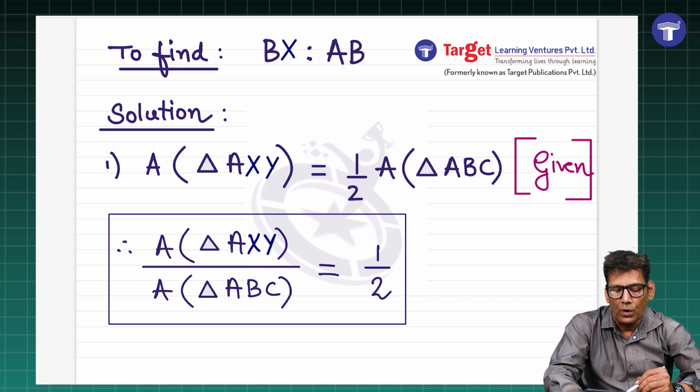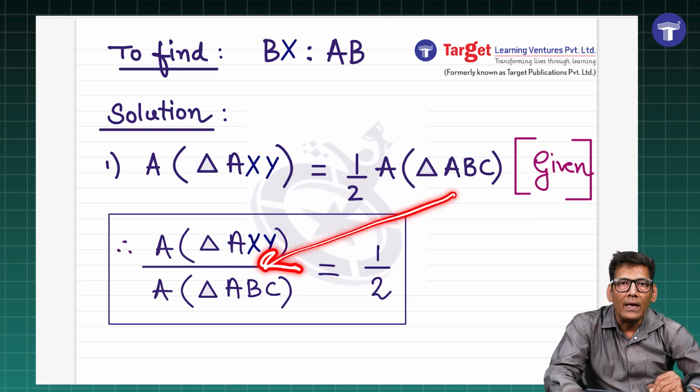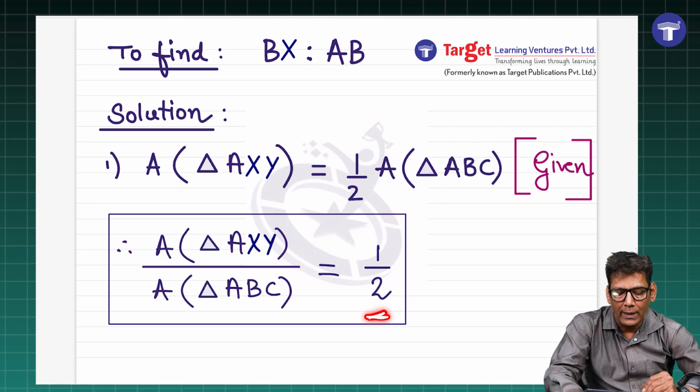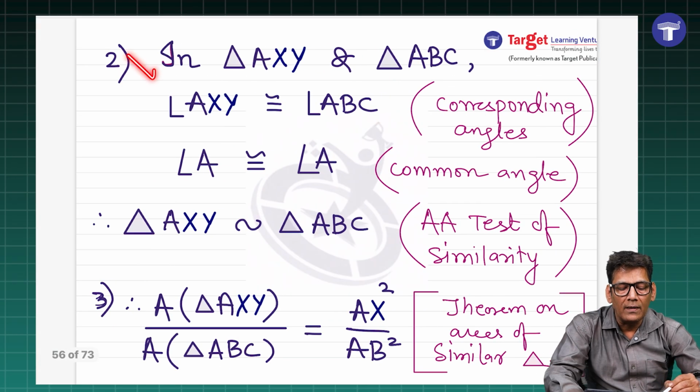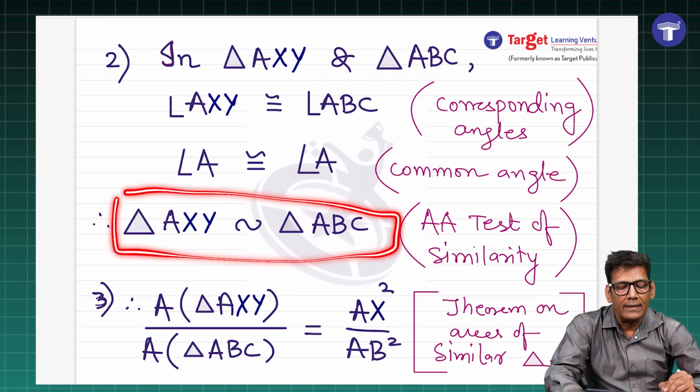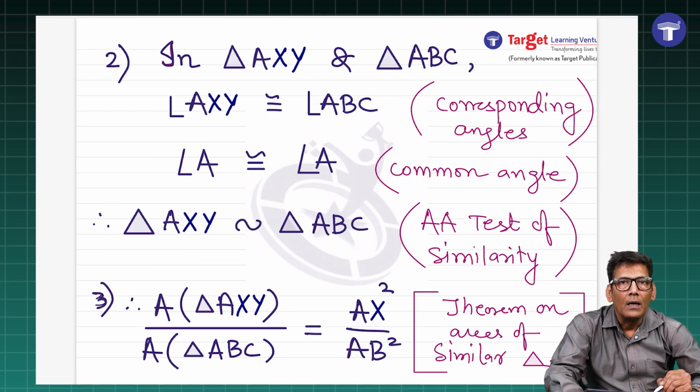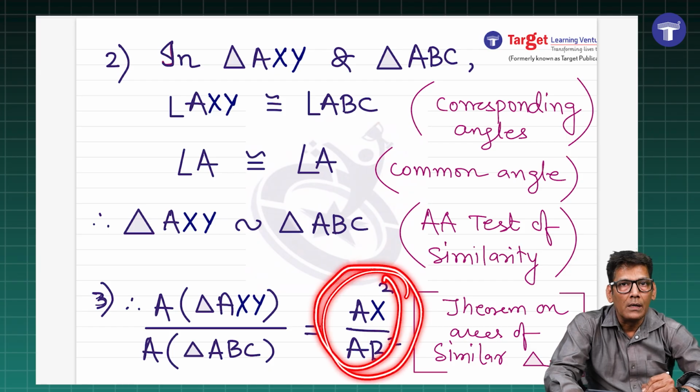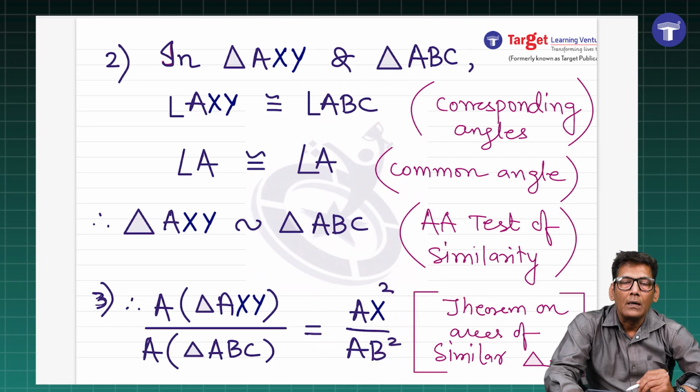Here if you cross multiply, AXY upon ABC is equal to 1 by 2, right? Then prove that the triangles are similar, so triangles are similar by a test of similarity. Then use area of similar triangles. So area of similar triangles says area of triangle AXY upon area of triangle ABC is AX square upon AB square. Clear? This reason is important.